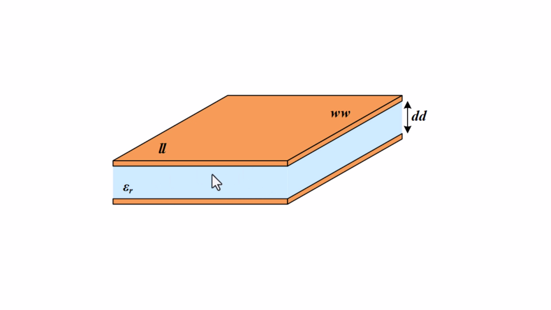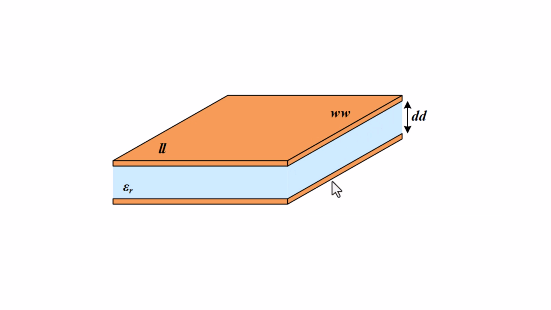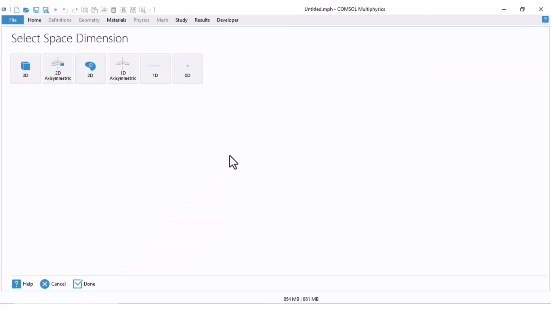Okay, for modeling this capacitor, I use the 2D space dimension. I'm looking at this model from this side. I see L and D, and then I define W as the depth of my model. Okay, coming back to COMSOL, selecting 2D.